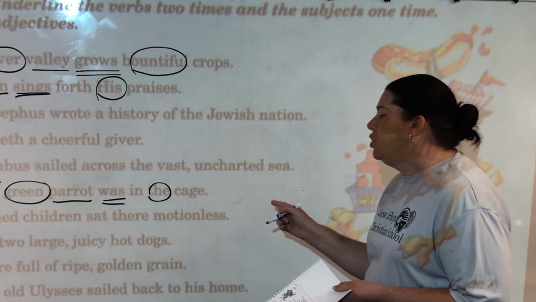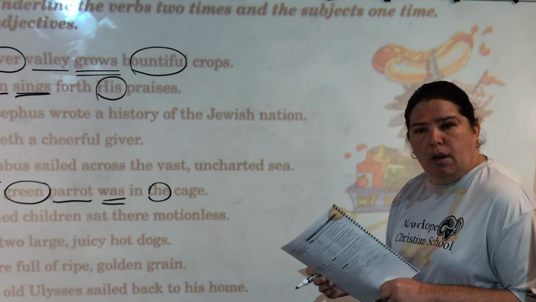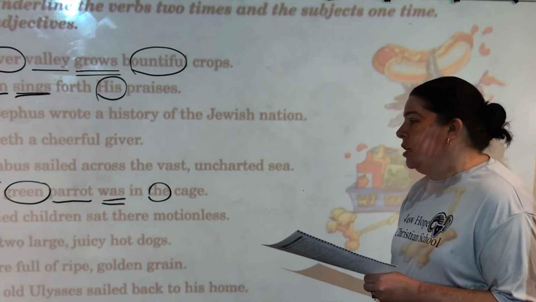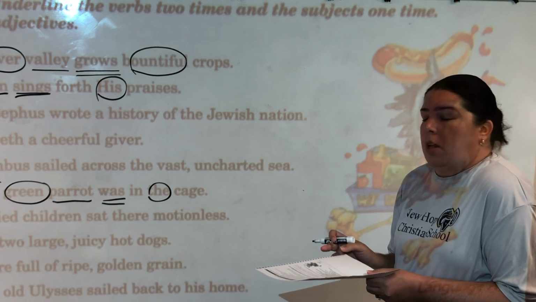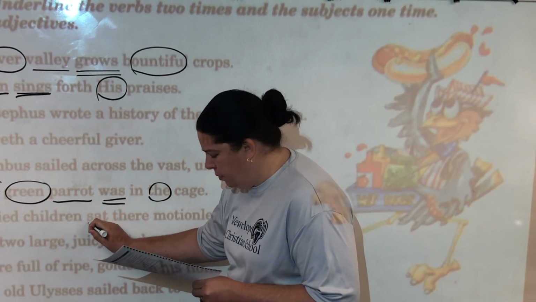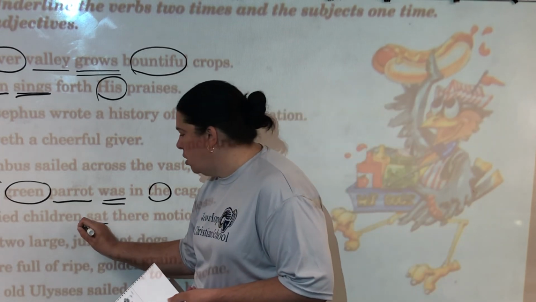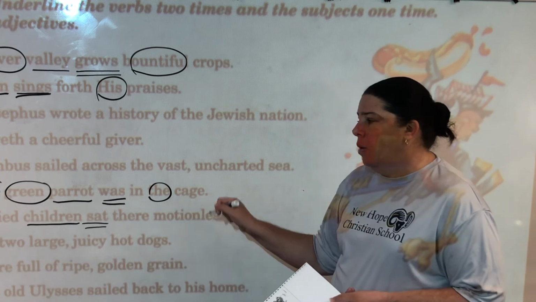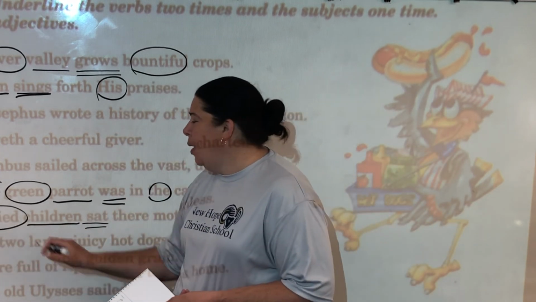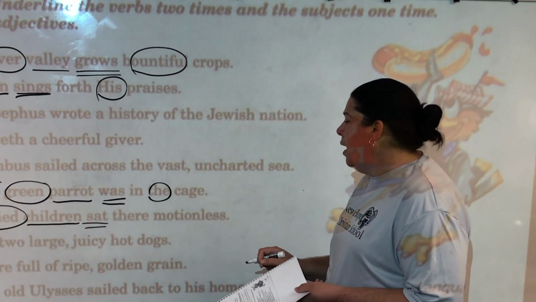Okay, number 7. Terrified children sat there motionless. Ooh, I don't think that has ever happened in this classroom. Have you ever been so terrified that you stood still for a long time? What did they do? They sat. Who or what sat? The children. What kind of children? The terrified children. What kind of children? The 7 children. That's how many children?